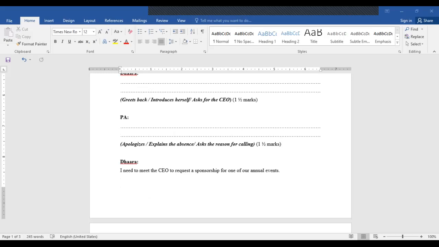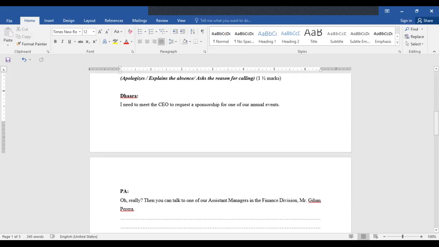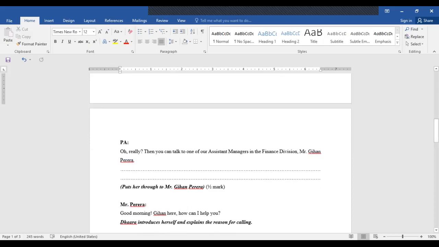Okay, then once again it's Dara. So it's basically a dialogue between the personal assistant and Dara, and you have to use the given information in the brackets and complete this dialogue. Dara says, I need to meet the CEO to request a sponsorship for one of our annual events. And the personal assistant says, oh really? Then you can talk to one of our assistant managers in the finance division, Mr. Gihan Pereira. Sorry.